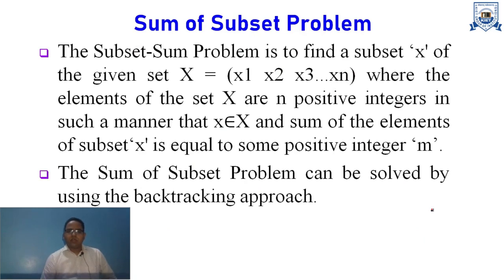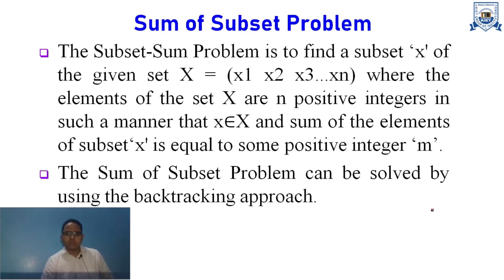So the next problem that has an application of backtracking is called the sum of subset problem. It's also a very interesting concept. So what does this concept mean? We have some set of integers, we can say some weights, and we have a sum. That means we have one integer value m, which we can call the total weight, the weight that we want to find for equality.